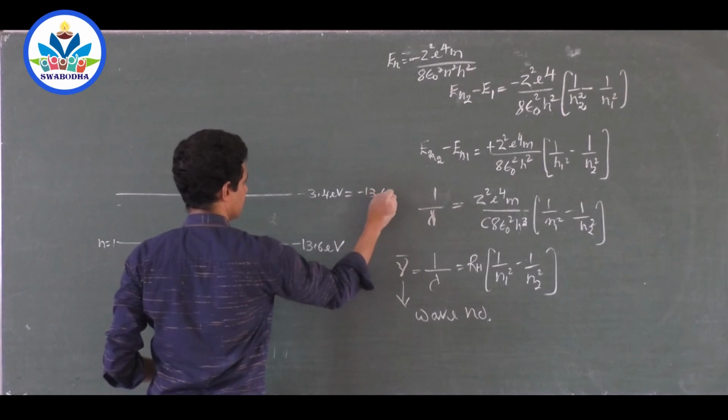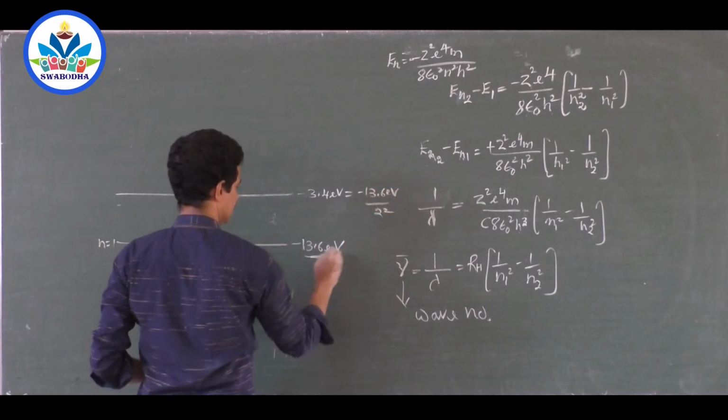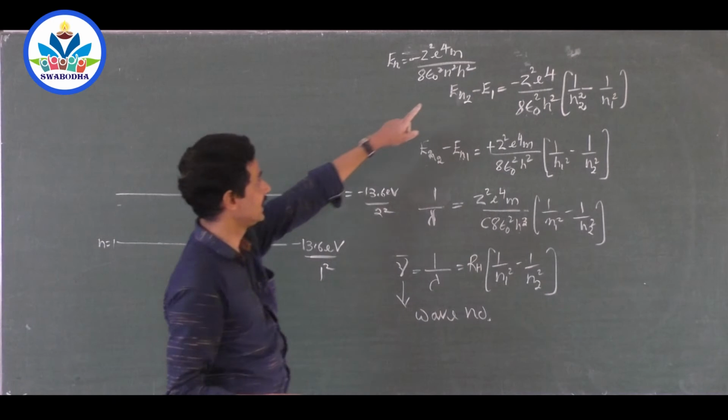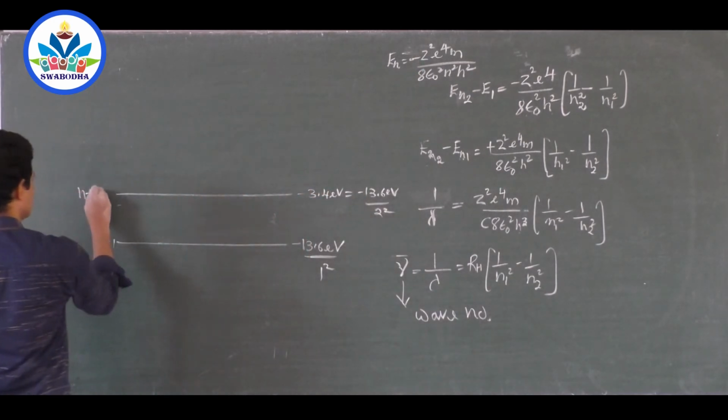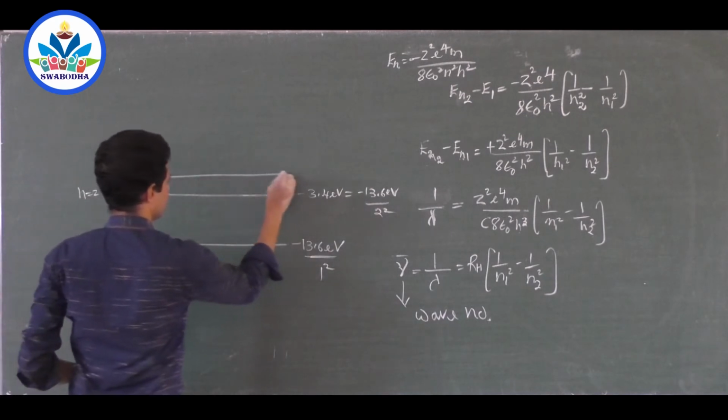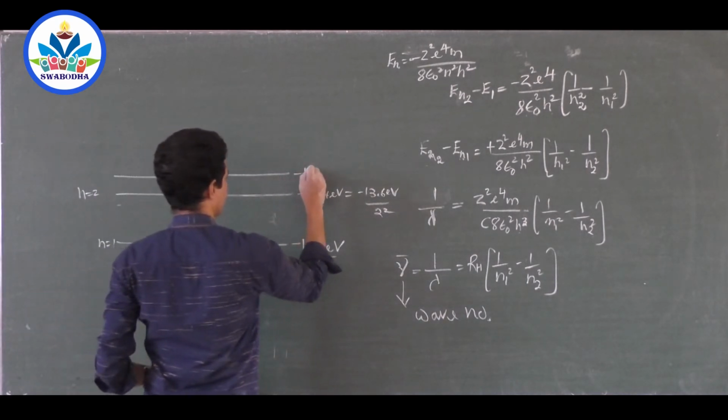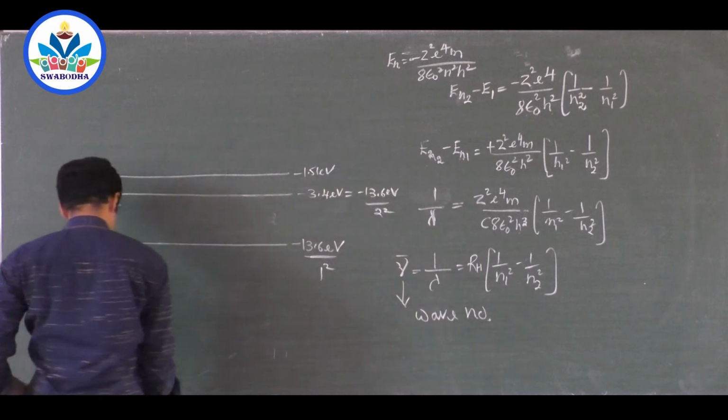Minus 13.6 eV divided by 2 square. This is by 1 square. Here only n is changing, the atom is the same. It is hydrogen, Z is 1. This is for n equal to 2. What about n equal to 3? It will be here. It is minus 1.51 electron volt. You can check it. Then what else?